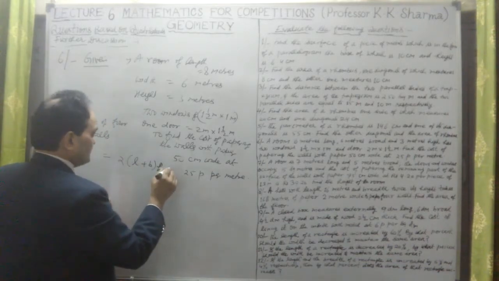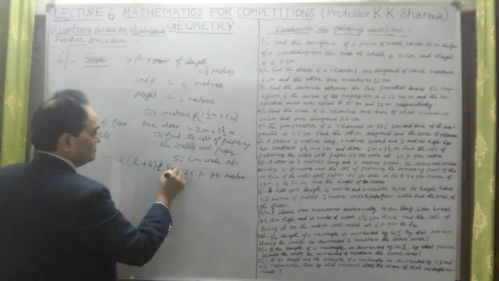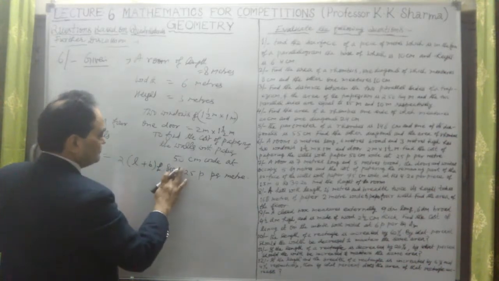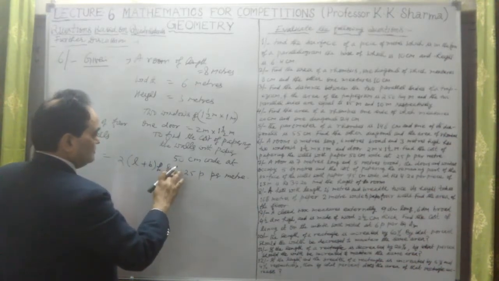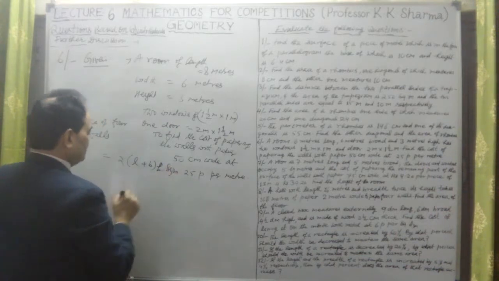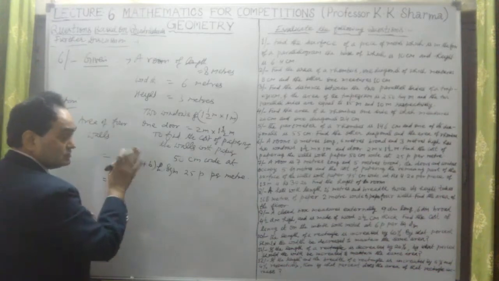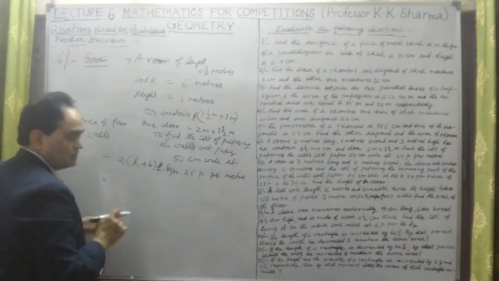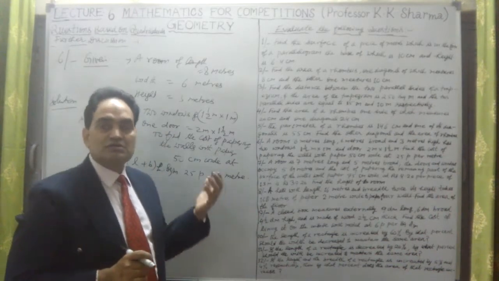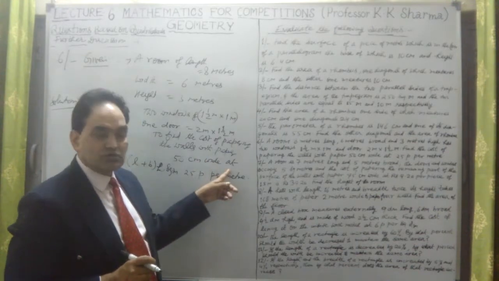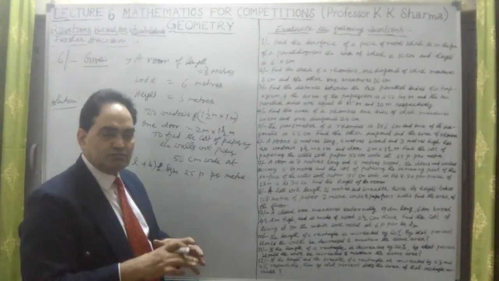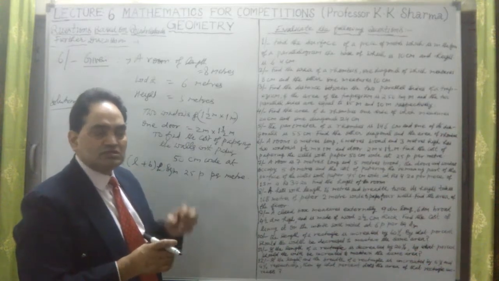This is area in square centimeter. In this case, meter, square meter, sorry. This is in square meters. Now let me substitute the values. This is the total area of the four walls. Out of this, we have to subtract the area of the two windows and one door. Then the remaining surface is to be papered.